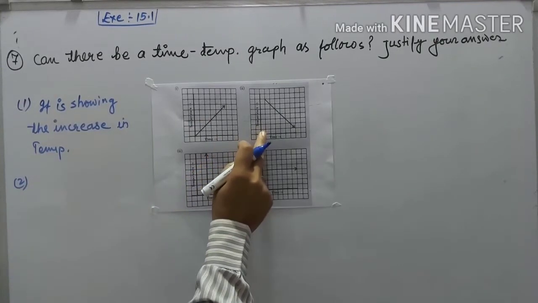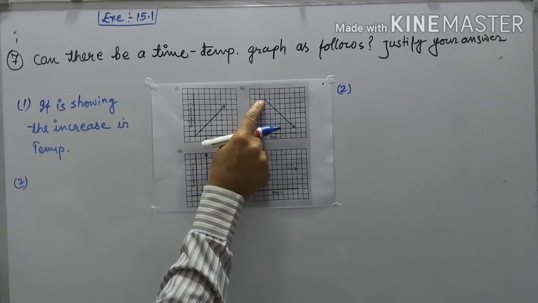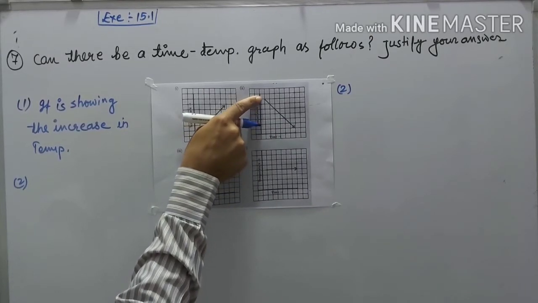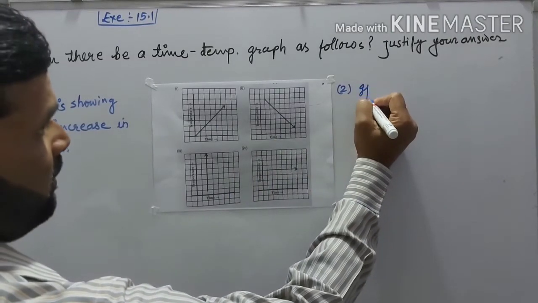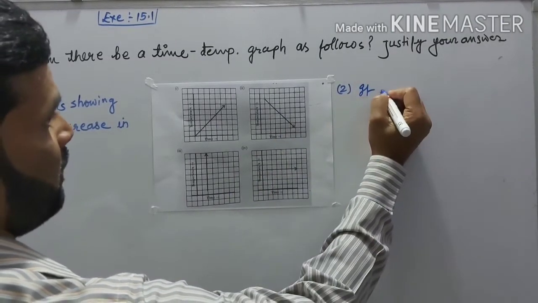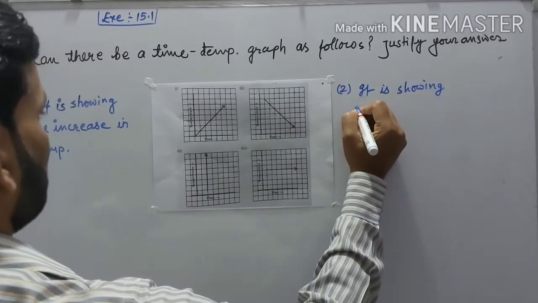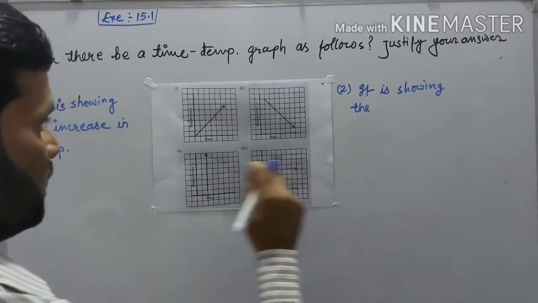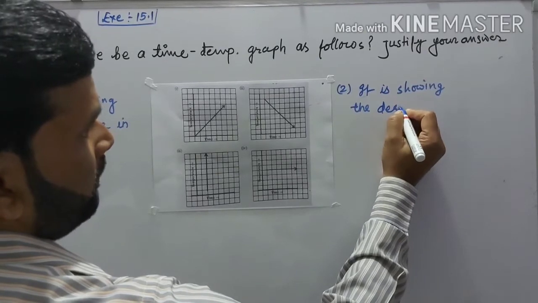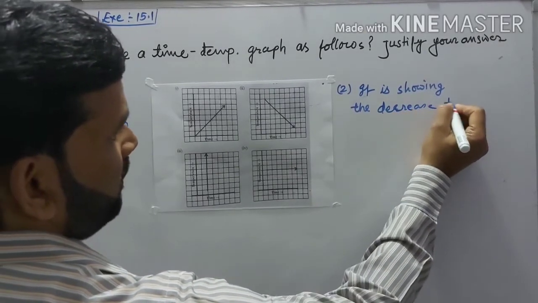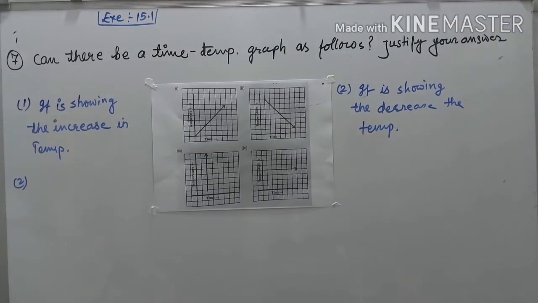And second, the temperature is decreasing, because the temperature first is highest, then low, lower. So it is showing the temperature is decreasing. Decrease in the temperature. Okay.